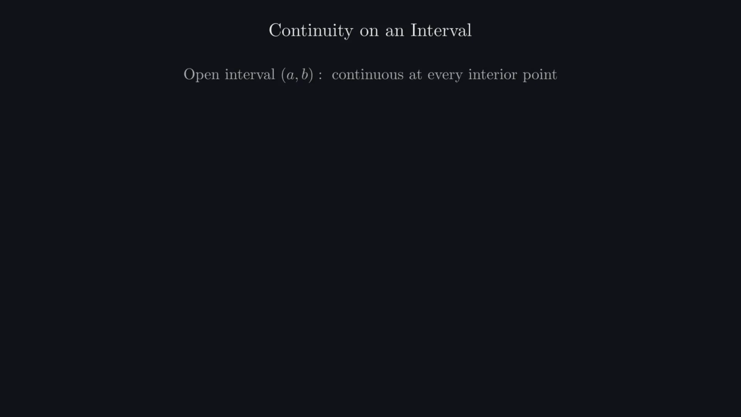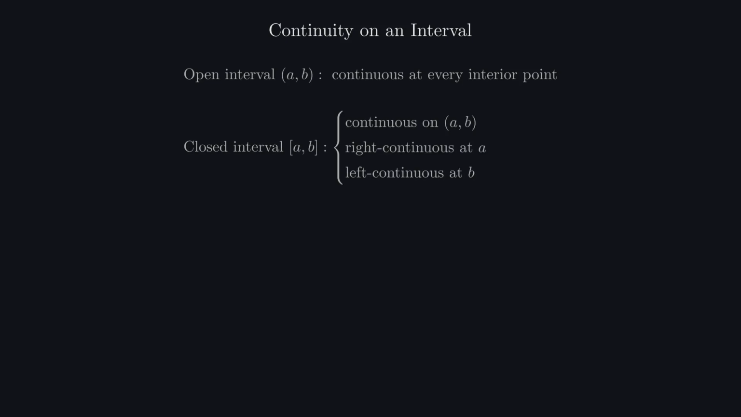A function is continuous on the open interval a to b if it is continuous at every point inside the interval. On the closed interval from a to b, we also check the endpoints. The function must be right continuous at a and left continuous at b. On an open interval, continuity means continuity at every interior point. On a closed interval, the endpoints must also be checked. We use right continuity at a and left continuity at b.